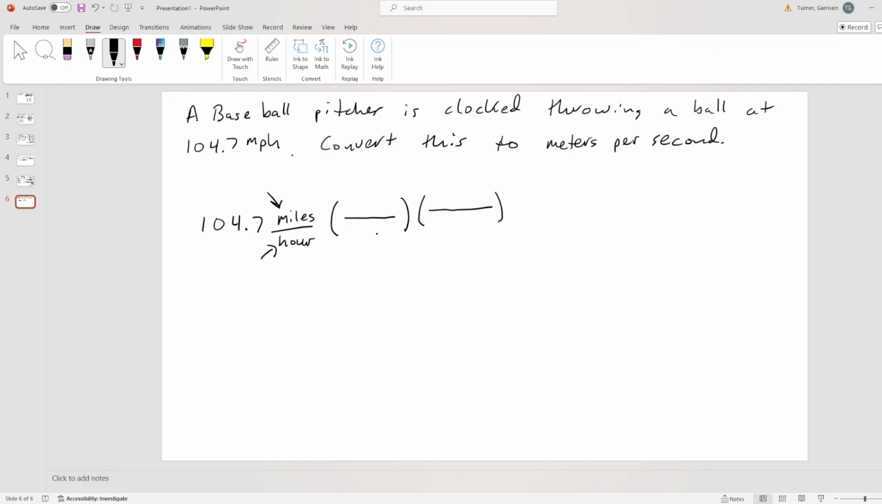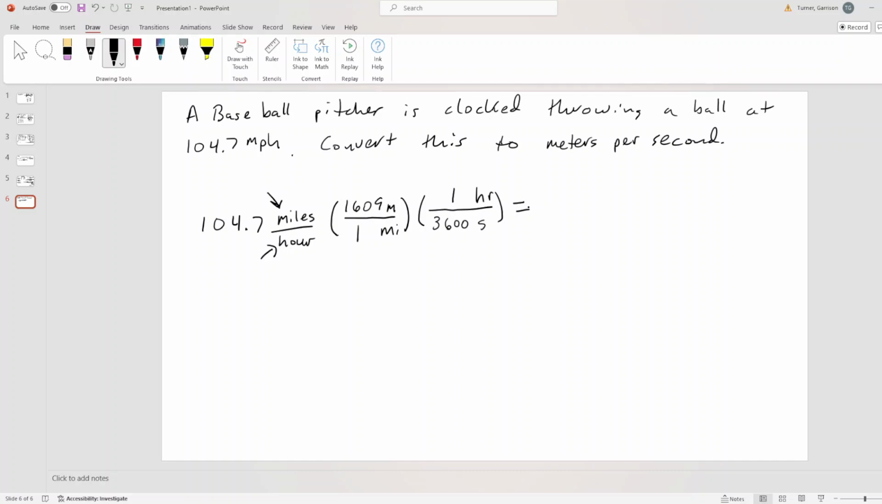So I want to convert out of miles, and I know that in 1 mile there are 1609 meters. And then because my hours are in the denominator, I need to put my hours up here. And I know in 1 hour, there's 3,600 seconds. So now if I do this calculation, what I will get is 104.7 times 1609 divided by 3,600.